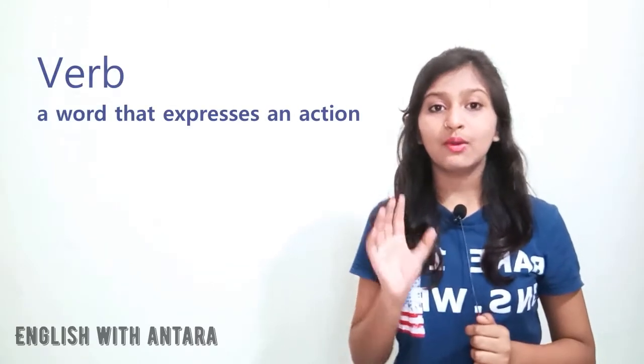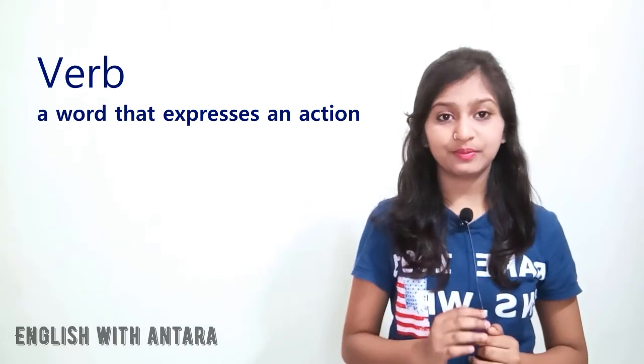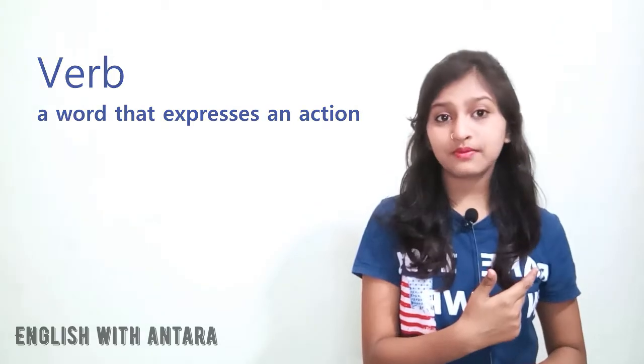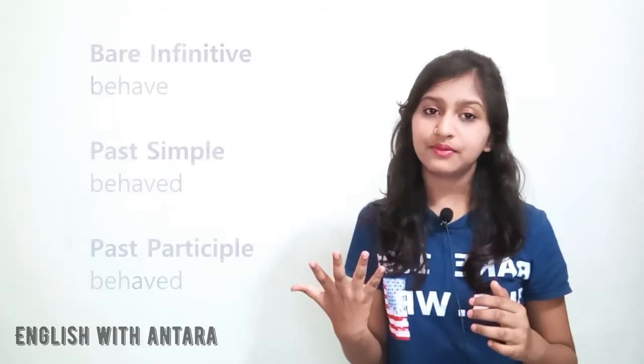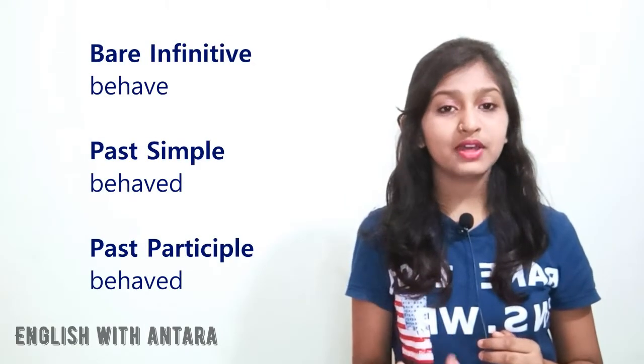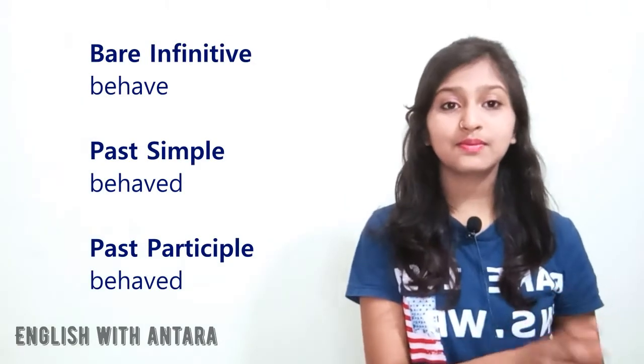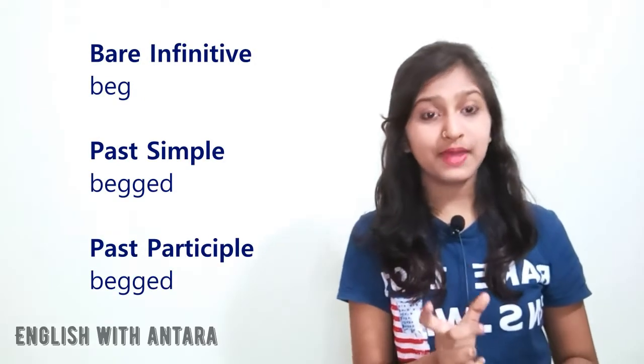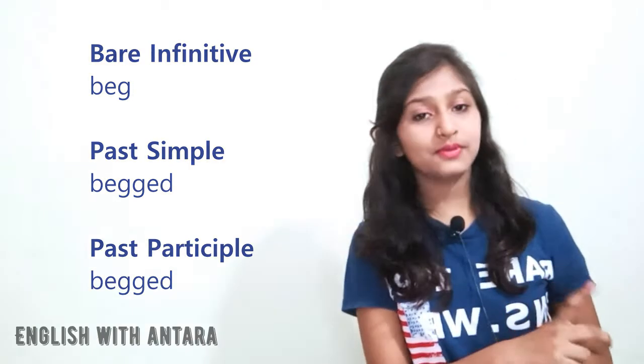First of all, you know what a verb is: a word that expresses an action. You know what past simple and past participle form is. For example, let's take the verb behave. The past simple form of the verb is behaved and the past participle is also behaved. Or another example like beg. The past simple form is begged as well as the past participle form is also begged.